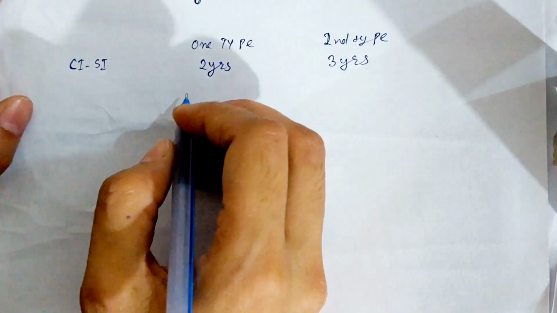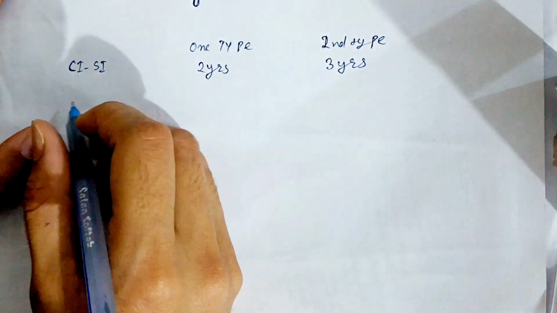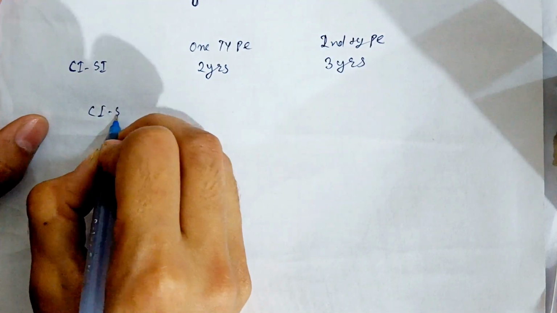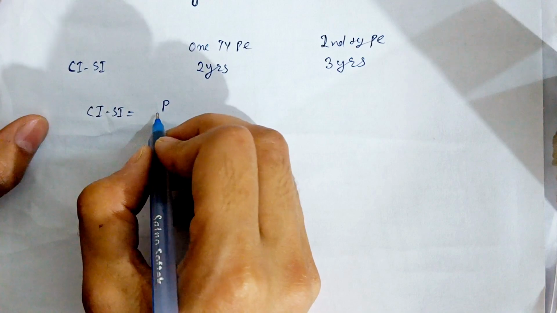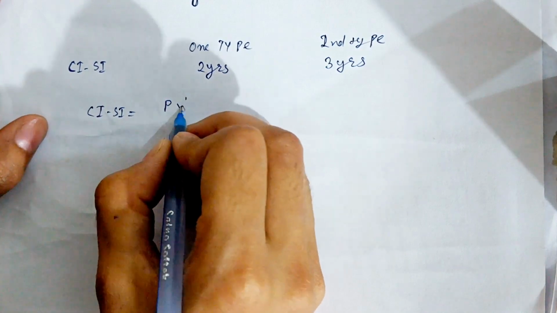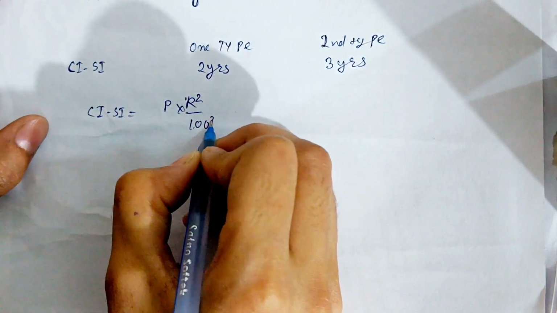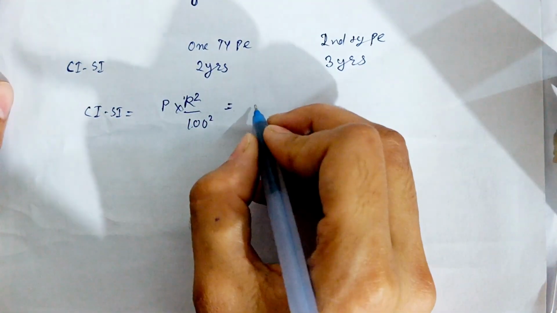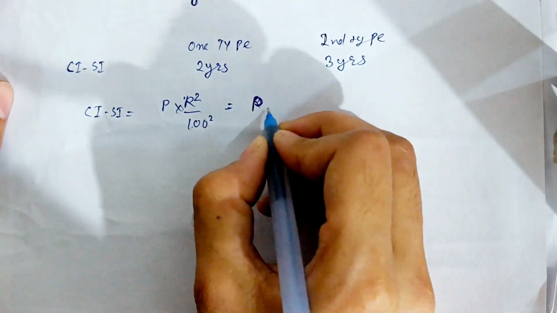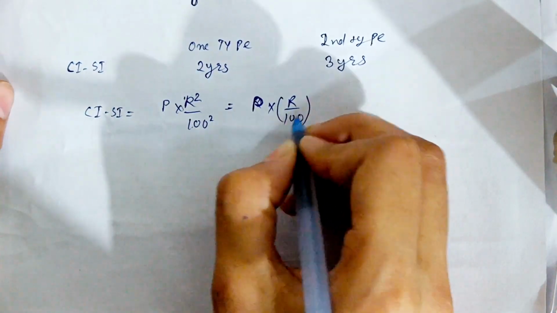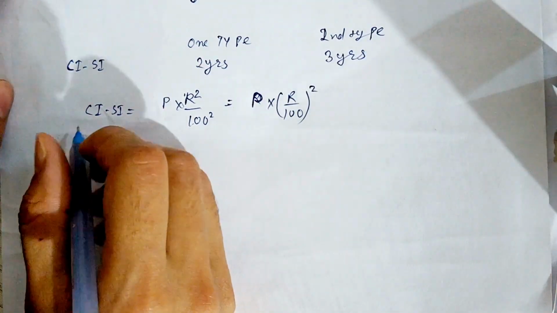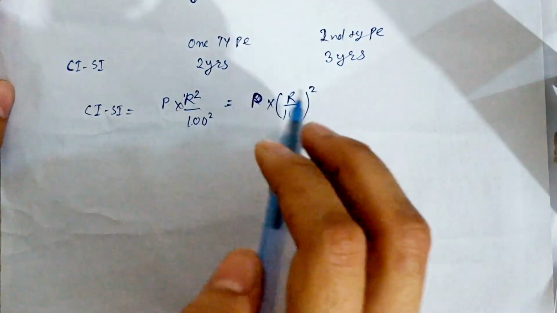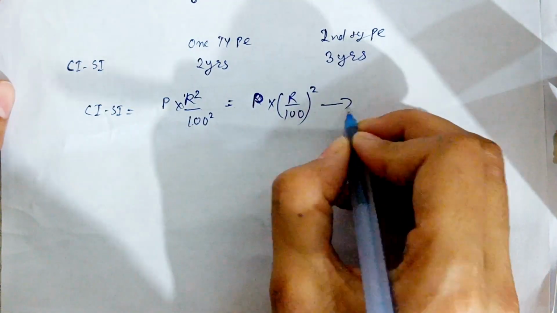If you are asked about the difference between compound interest and simple interest for a time interval of 2 years, just use this formula which I am telling you now: P into R square by 100 square. It's very simple. Or you can write it in another way: P into (R by 100) whole square. This formula is for questions where the time given is 2 years.